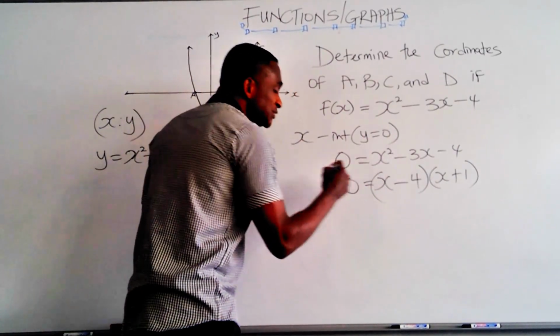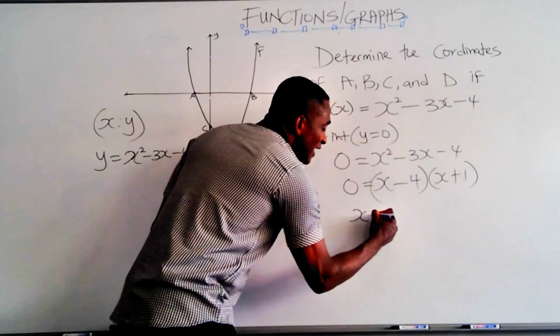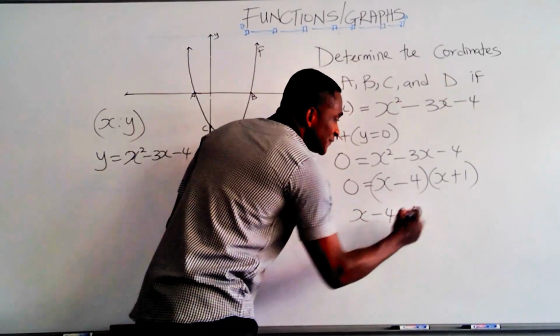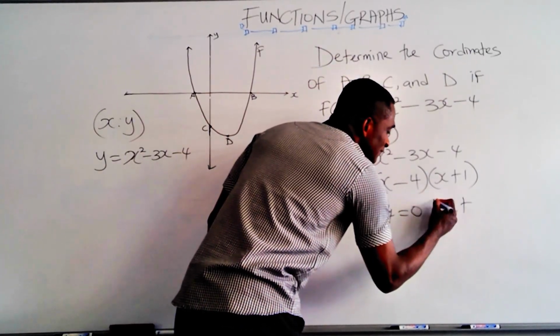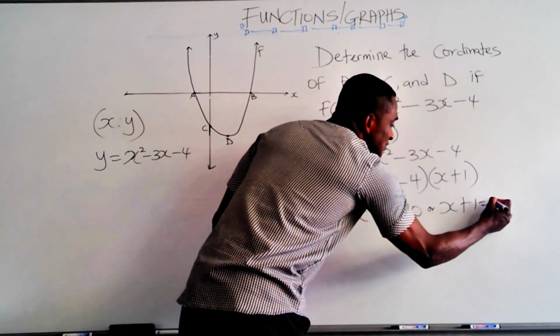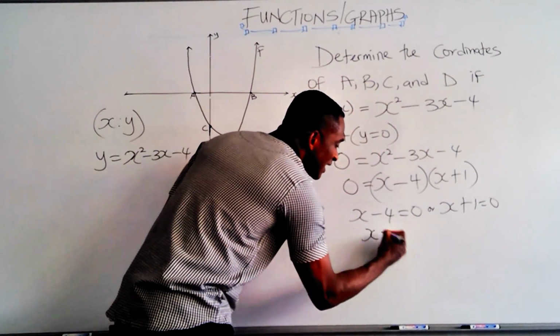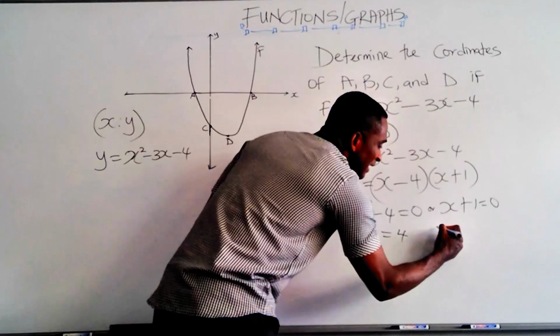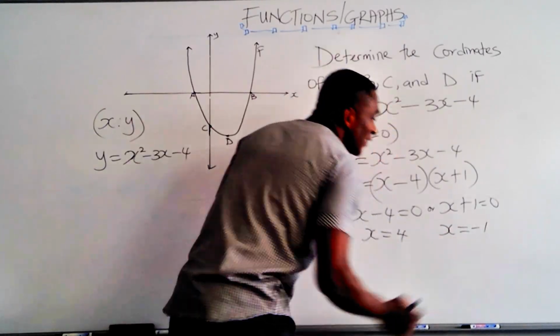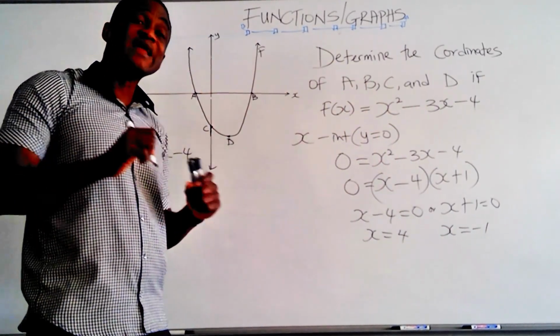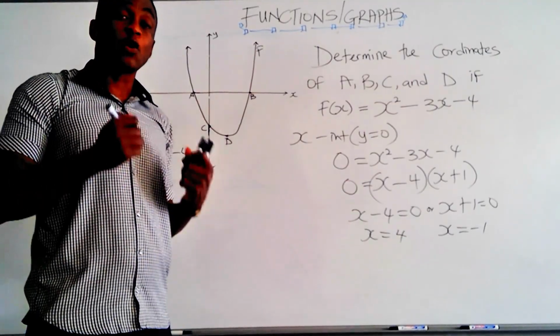If I equate each of them to 0, I'll have x minus 4 equals 0, or x plus 1 equals 0. So here, if I collect terms, x will be 4, and here x will be equal to negative 1. Remember that they are asking us for the coordinates.